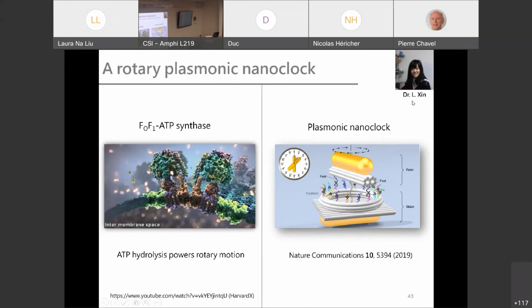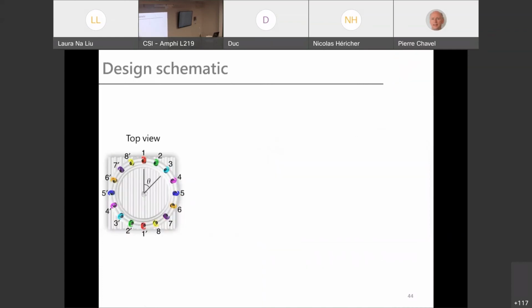My postdoc, Dr. Ling Xin, has designed this plasmonic nanoclock. We have this gold nanorod on top and then a second gold nanorod on the back surface. The important thing is that we have this ring track. That means through appropriate control, this gold nanoparticle on top can rotate against the bottom gold nanorod, clockwise or counterclockwise, from 0 to 360 degrees.